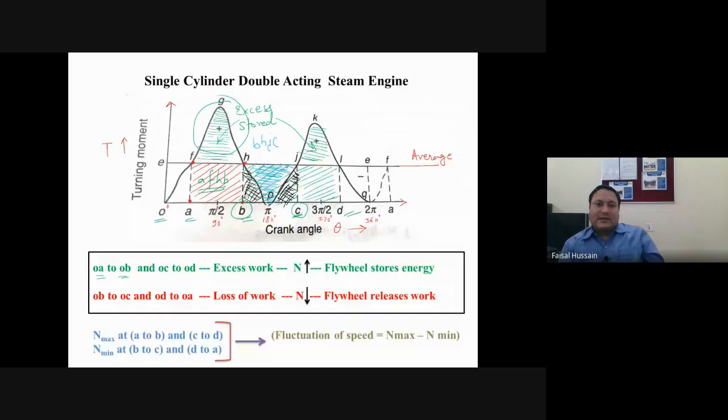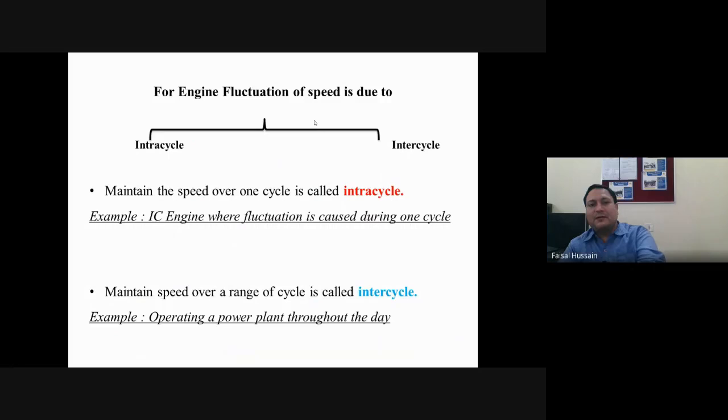हियर यू कैन सी दैट through the turning moment diagram, this is the maximum speed from A to B and maximum speed from C to D. Similarly, minimum speed will be this from B to C and from D to A. ये minimum speed है, and here at the peak point this will be the maximum speed. So fluctuation of speed is maximum minus minimum.